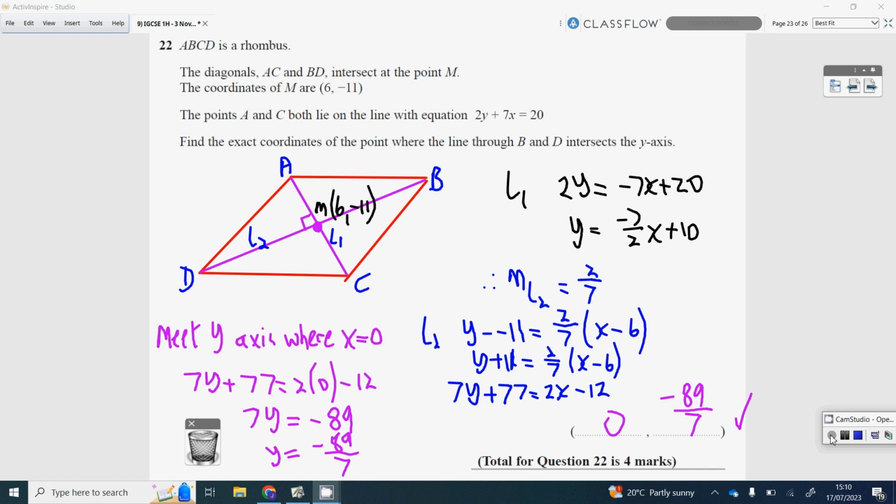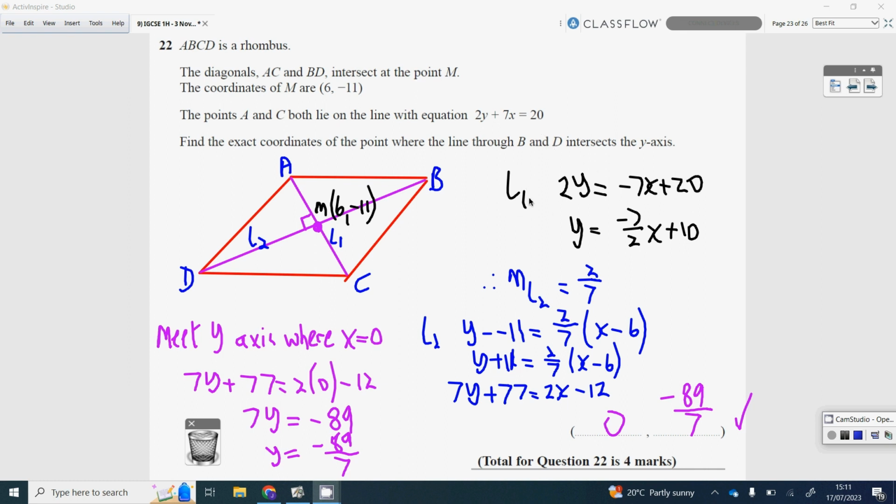Question 22. Now, I think a diagram really helps you gather your thoughts here. So we've got a rhombus, so that's obviously a parallelogram with equal lengths. And you don't necessarily need to label the A, B, C, and D yet. Do that once you've done the first bit of working. So our line 1, we've been told, goes through A and C. Points A and C both lie on a line, which I'm calling line 1, and that's got equation 2y + 7x = 20.